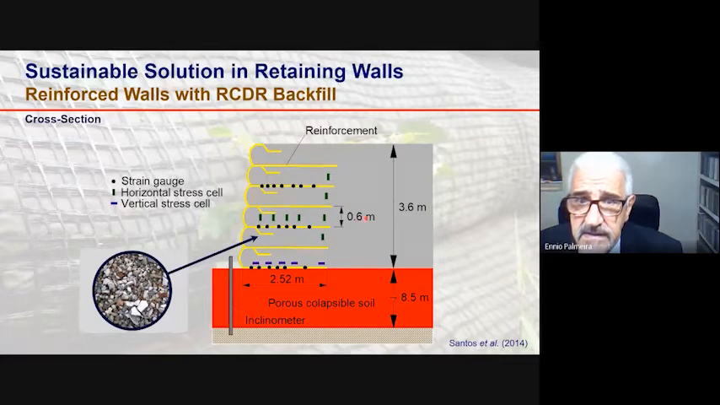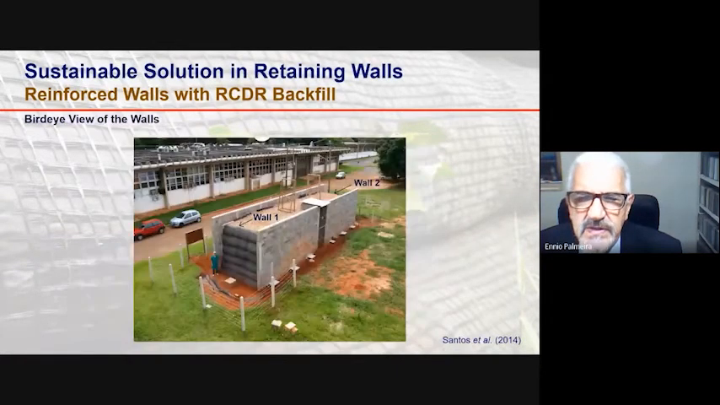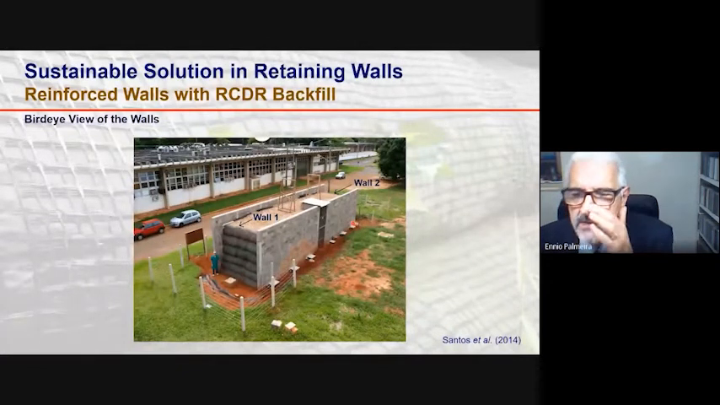So the sections were instrumented with strain gauges to measure reinforcement strains, total stress cells, and also inclinometers at the toe of the wall to assess horizontal displacement of the foundation soil. So here you see an image of the experimental walls. Wall 1 was reinforced with geogrid, and wall 2 was reinforced with a non-woven geotextile.